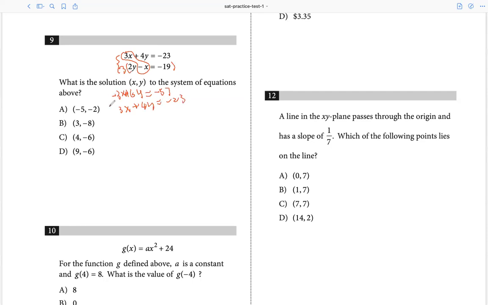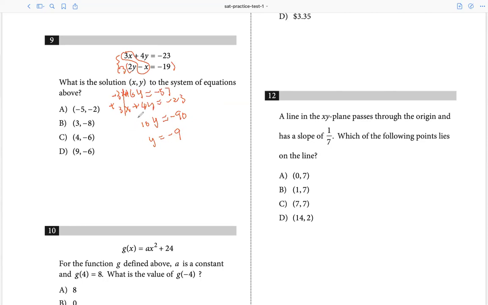Now I can add those 2 equations, because negative 3x plus 3x is 0. 6y plus 4y is 10y. 10y equals, adding those 2 numbers, negative 90. Now I divide by 10 on both sides, so y is negative 9.